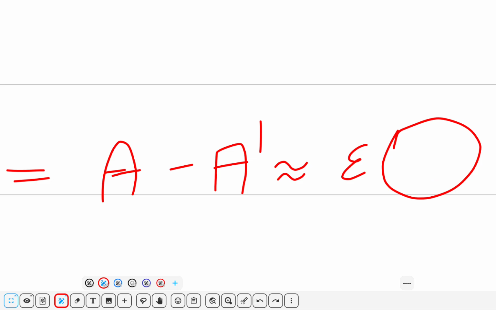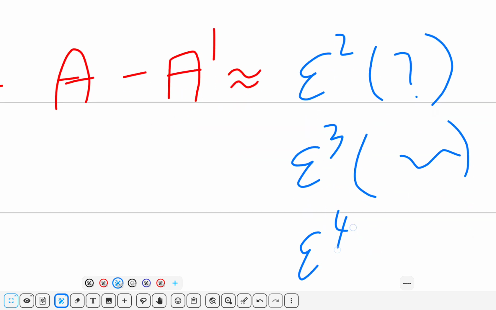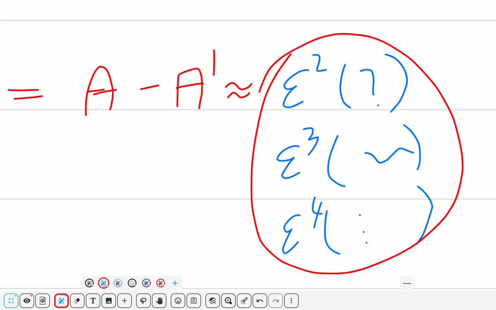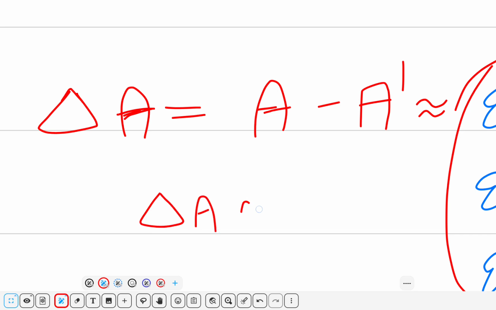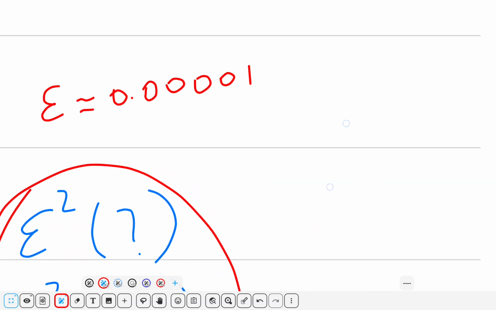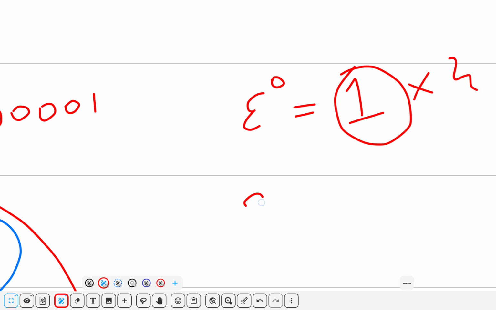even then we say that there is no symmetry. Even then we are not satisfied. But if it was a multiple of epsilon square, or epsilon cube, or epsilon 4, and so on, we say, okay, fine, delta A is approximately 0, because remember that we are taking epsilon as a very, very small number, let's say 0.00001. If there is no epsilon at all, which corresponds to epsilon power 0, this is equal to 1. 1 is a decent number, and it will be multiplied by something else, so we can't neglect it.